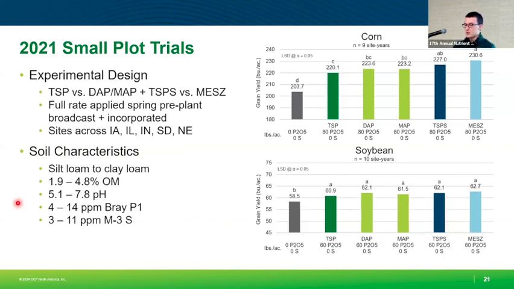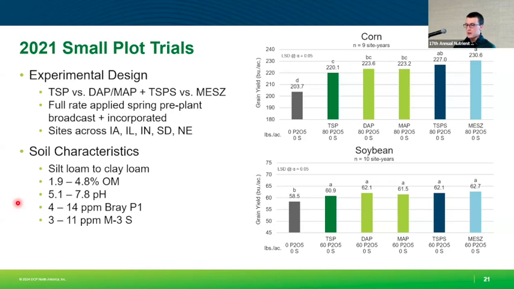A similar story in 2021, except this time we see that the soybean trials were responsive to P2O5, and the corn trials were very responsive to P2O5. And the story is the same. We don't see any significant differences between the superphosphate and the ammonium phosphate and the sulfur-enhanced fertilizers as well.